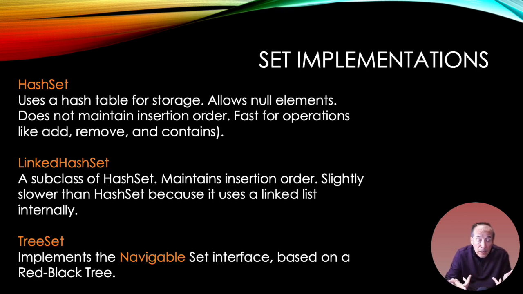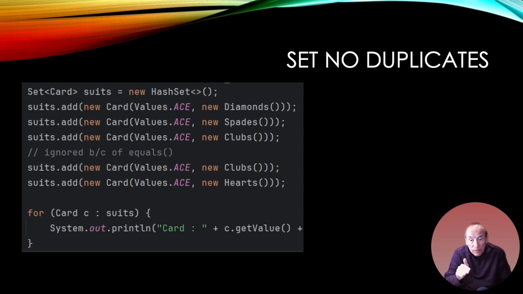The other one I don't use that often, but you should be aware of, is the tree set. It implements the navigable set interface based on a red-black tree. If that makes sense to you, great. Go ahead and use it. The first 2 are probably far more popular than the other one. Let's take a look at an example of the set.